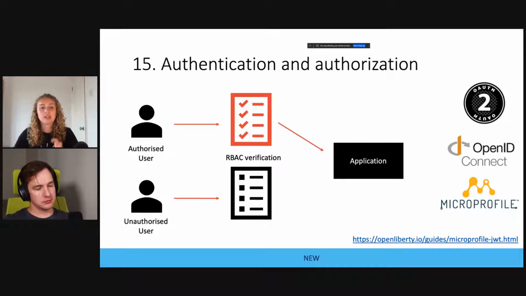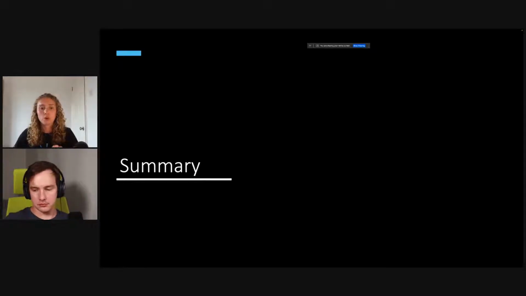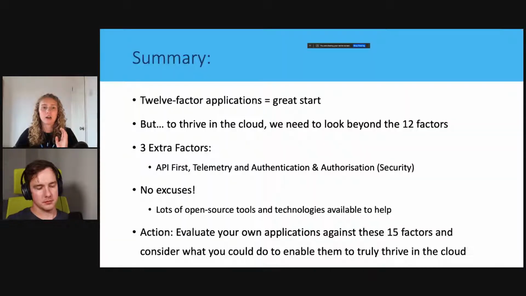So that is the last additional factor that was added. So hopefully what I've shown is really that the 12-factor apps are a great place to start. They have some really great characteristics and behaviors and elements of application development that we do need to consider when it comes to building effective cloud native apps.